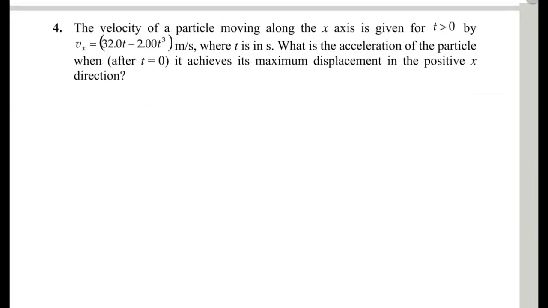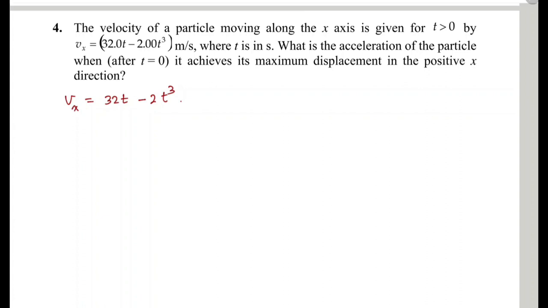The velocity of a particle moving along the x-axis is given for t greater than 0 by this one here, where t is in seconds. What is the acceleration of the particle when, after t equal to 0, it achieves its maximum displacement in the positive x direction? Now, let's check the given information here. We have the velocity of the particle, equal to 32t minus 2t cubed. Now, the question asks for the acceleration when the particle achieves its maximum displacement in the positive x direction.